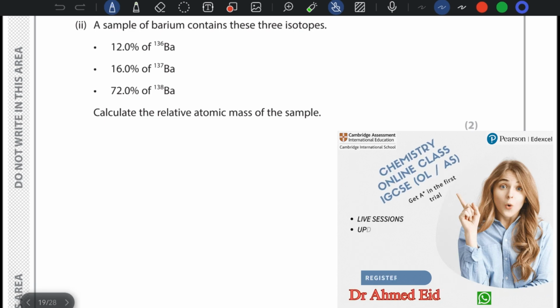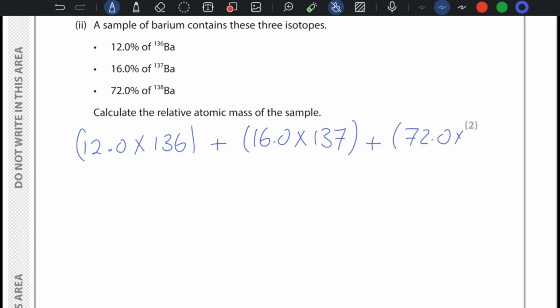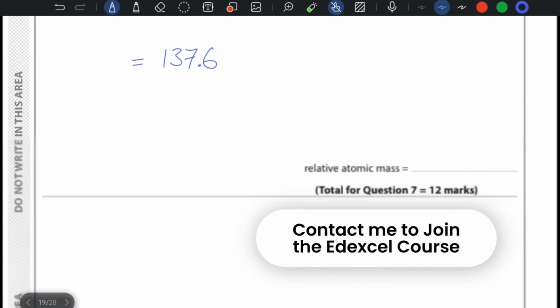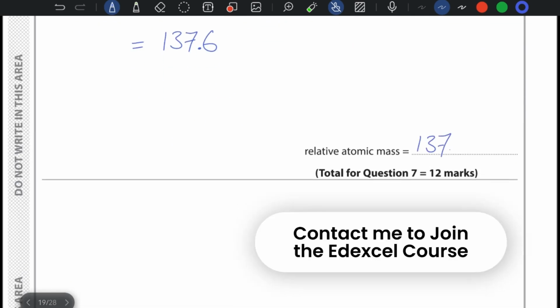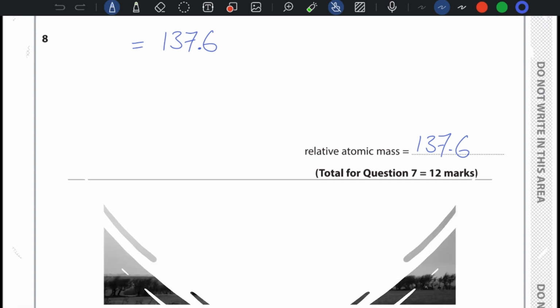We have to multiply the percentage, 12.0 multiplied by the mass of the first isotope, plus 16.0 multiplied by 137, plus 72.0 multiplied by 138, all of this over 100, so you'll get 137.6. So the answer will be 137.6, and the answer can be accepted without working because he didn't ask you to show your work. See you in the next question.